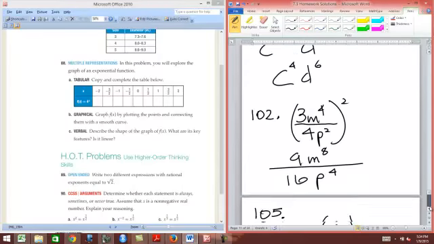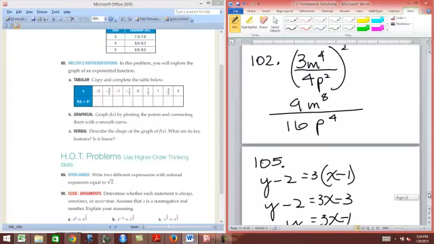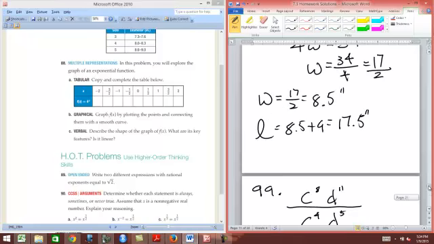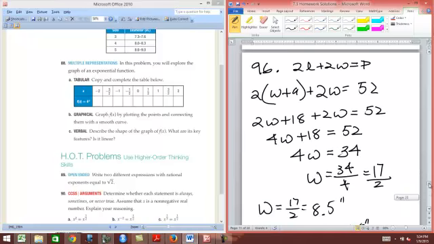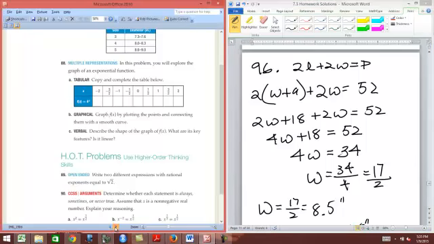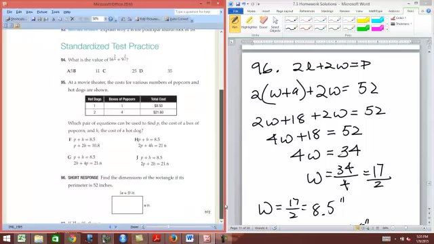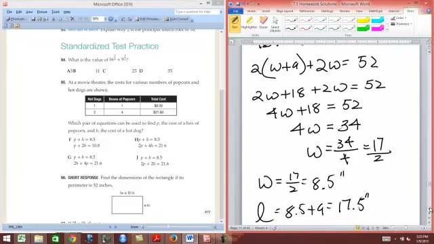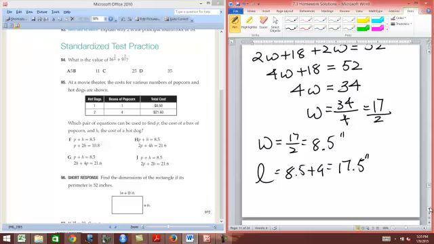96. 2L plus 2W equals P. 2 times W plus 9 plus 2W equals 52. Let's look at 96 here just for the heck of it. We got a little picture here. Find the dimensions of the rectangle whose perimeter is 52. So 2L plus 2W equals P. 2 times W plus 9 plus 2W equals 52. W ends up being 17 over 2, which is 8.5, and then L is going to be 9. Add to that, 17.5.